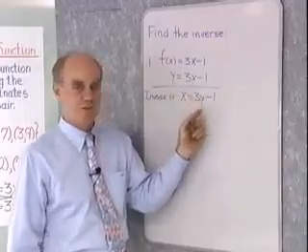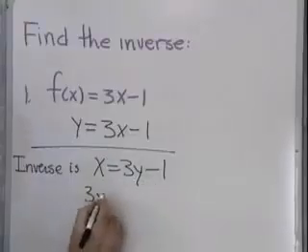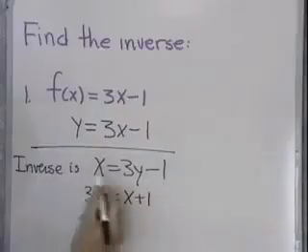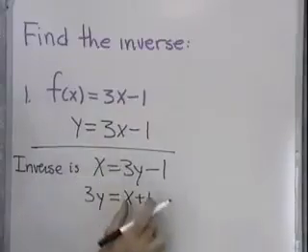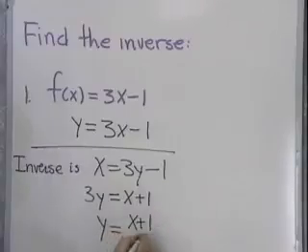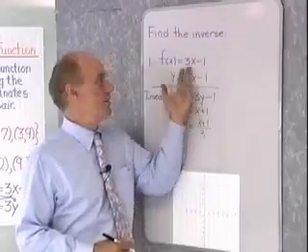Next, let's solve this for y. So I'll add 1 to both sides and exchange the sides, so I get 3y is equal to x plus 1. Now I'm going to divide both sides by 3. So I end up with y is equal to (x plus 1) divided by 3. So this is the equation of the inverse of this function right here.